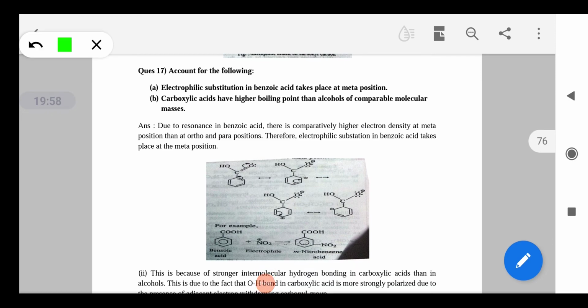Because if you have a closer look at the resonating structures, it is very much clear that at ortho and at para positions electron deficient centers are there, plus charge is there, and the electrophile requires an electron rich center, so it will not attack at ortho and para positions. The only position which is electron rich is the meta position, and the meta position is comparatively electron rich because of the presence of pi electrons.